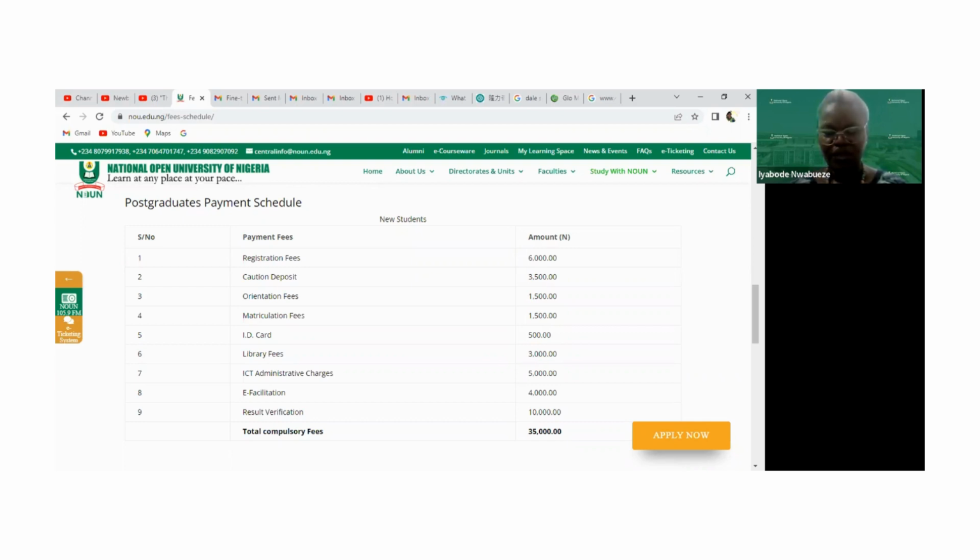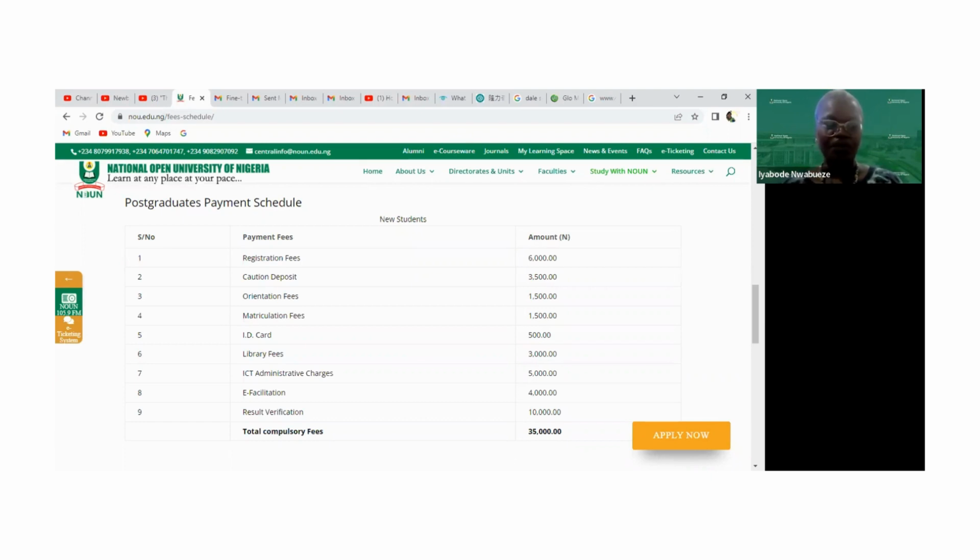Let me see what the difference actually is, because the result verification is higher. Anyway, I may have to scroll up, but there's no need for that. I actually saw the price difference when I checked, but I didn't bother to find out what it is, but it doesn't matter. So if you are coming as a new postgraduate student, then this is the compulsory fee you need to pay. That's the important thing that you need to know.